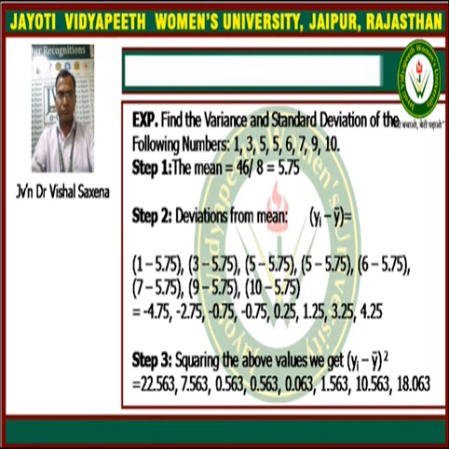Here we can see the deviations from the mean value are calculated, like 1 minus 5.75, 3 minus 5.75 and so on. After obtaining all the deviations, we just take the square of the deviations, that means yi minus y bar whole square, which comes to 22.563, 7.563 and so on. These are the values of the square of the deviations.